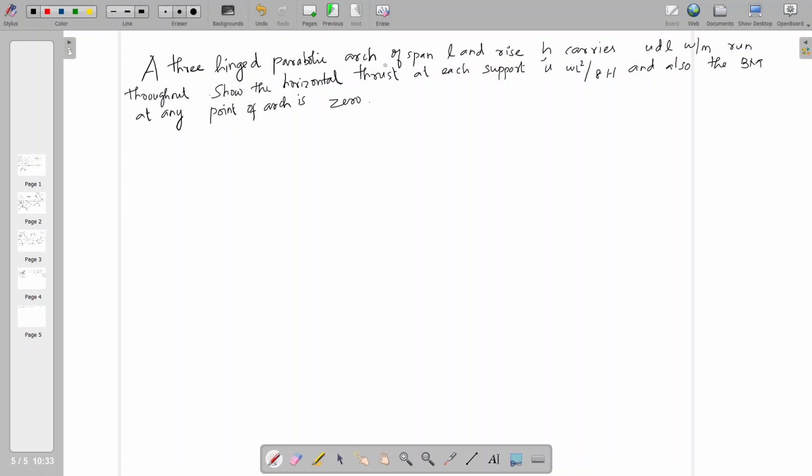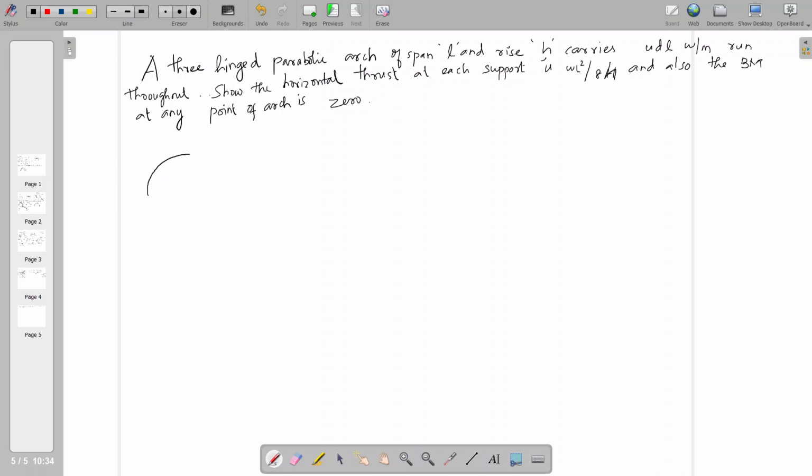So consider this problem. A three hinged parabolic arch of span L and rise h carries a UDL w per meter run throughout the span. Show the horizontal thrust at each support is wL squared by 8h, and also the bending moment at any point of the arch is 0. Actually, h is small h, because the height of the arch, that is the rise of the arch, is small h. So it is wL squared by 8h.